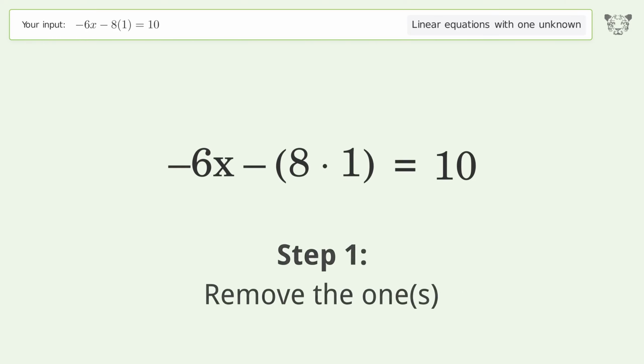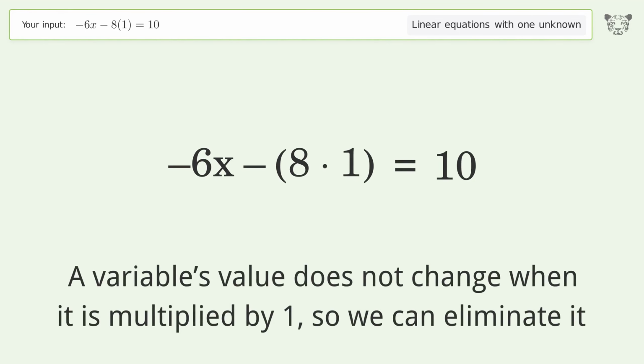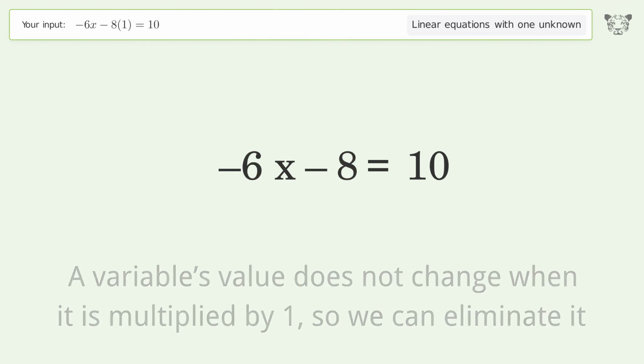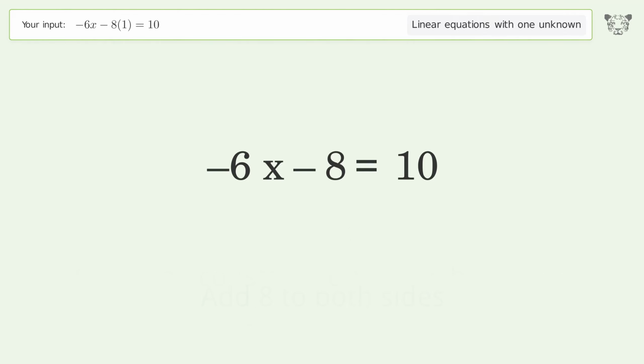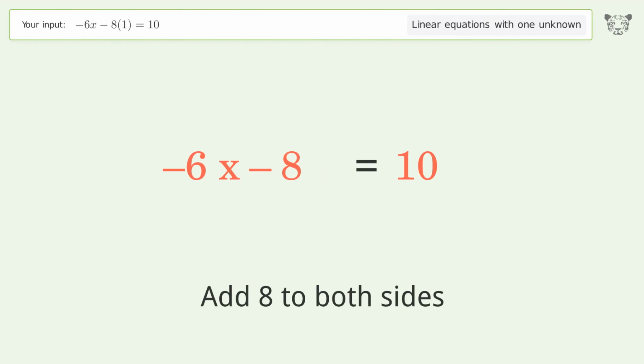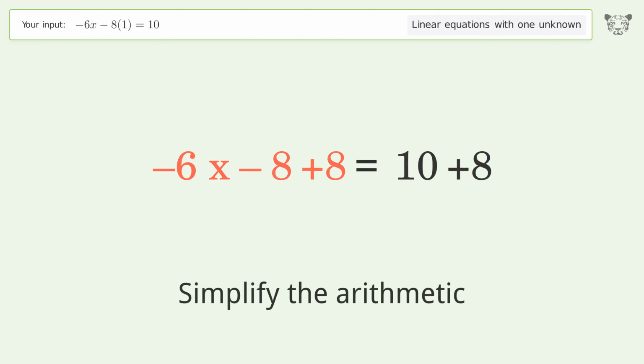Remove the ones. A variable's value does not change when it is multiplied by 1, so we can eliminate it. Group all constants on the right side of the equation. Add 8 to both sides. Simplify the arithmetic.